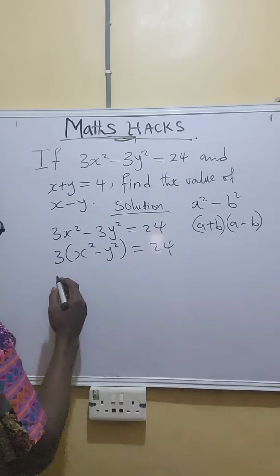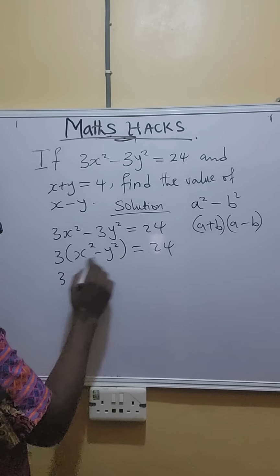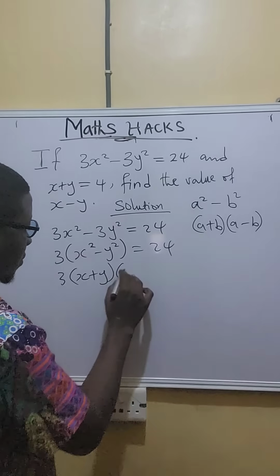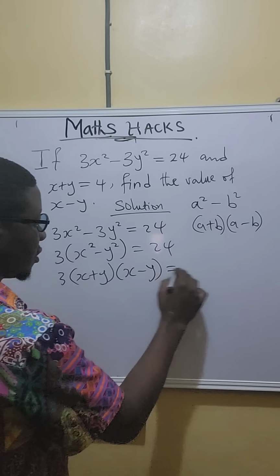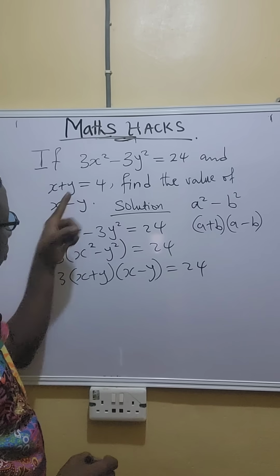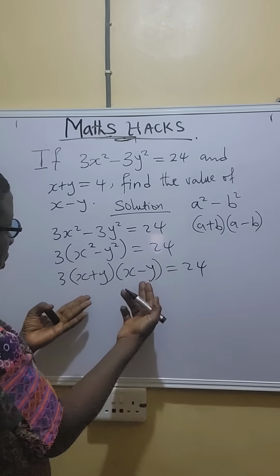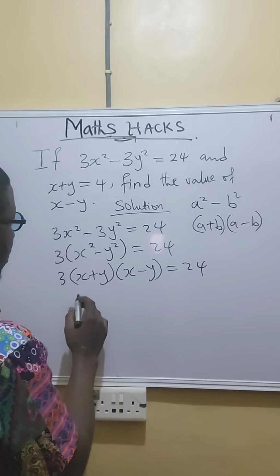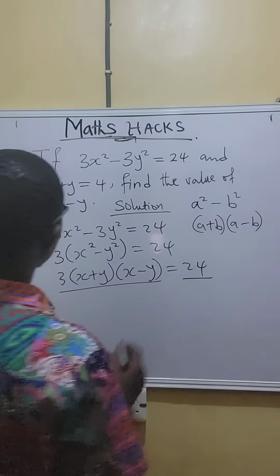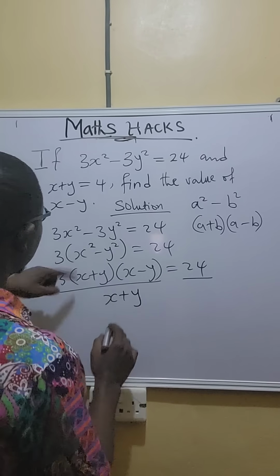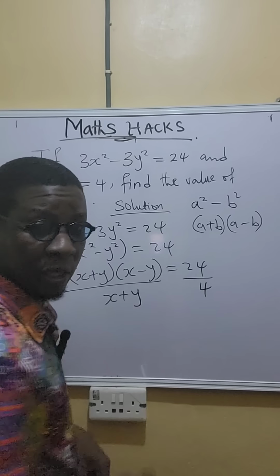So if I have this, I think I will be able to write 3 and I'll put this in two brackets. So 3 times (x plus y)(x minus y), and that is still equal to 24. Then go back to what we have in here. If you take a look closely, you could actually put 4 here and see what number will give you this. But let's do it in another way. So I will divide by this x plus y. So meaning we have x plus y here, and this x plus y is equal to 4. So we put the 4 here.